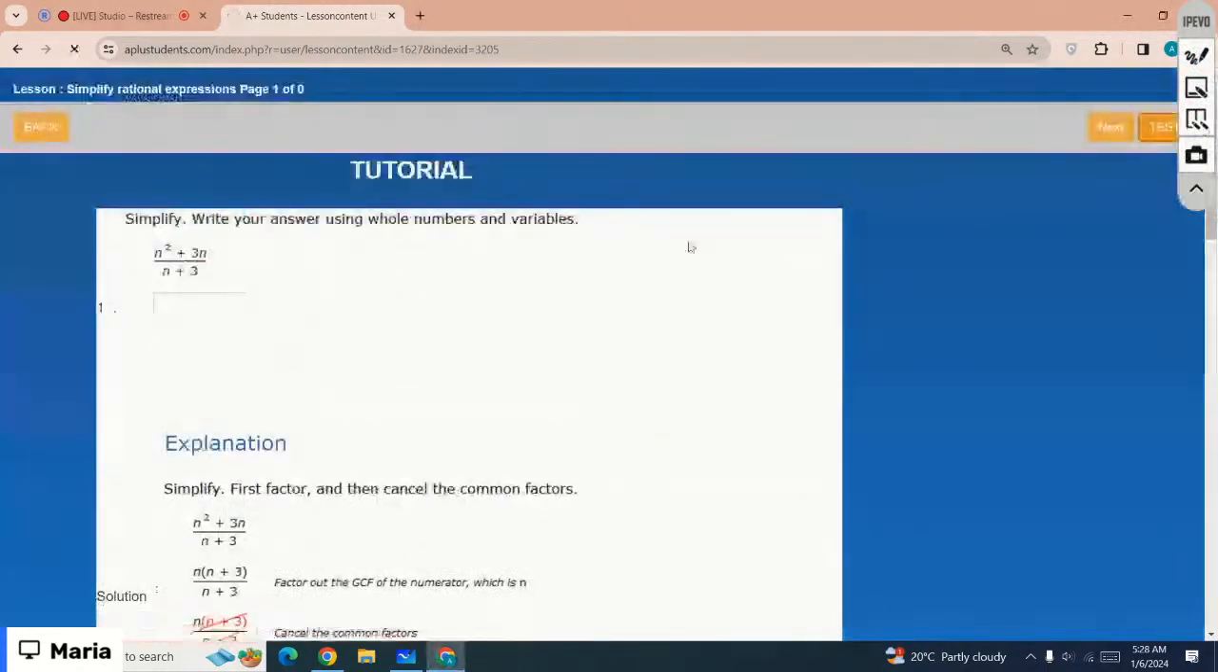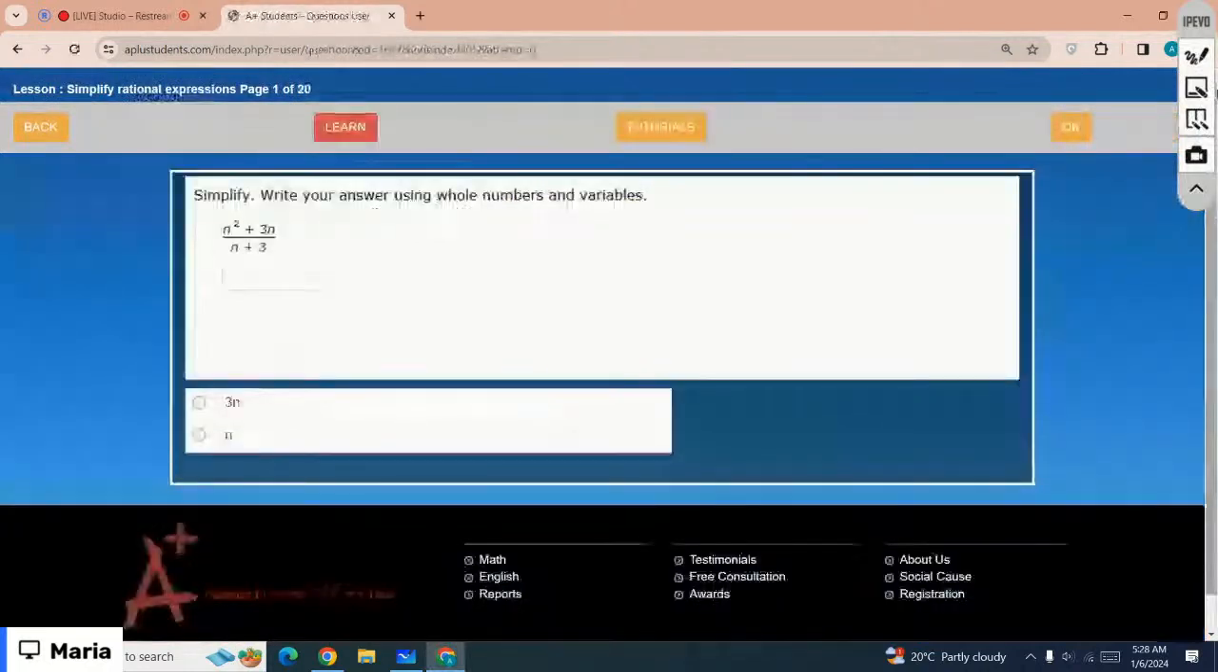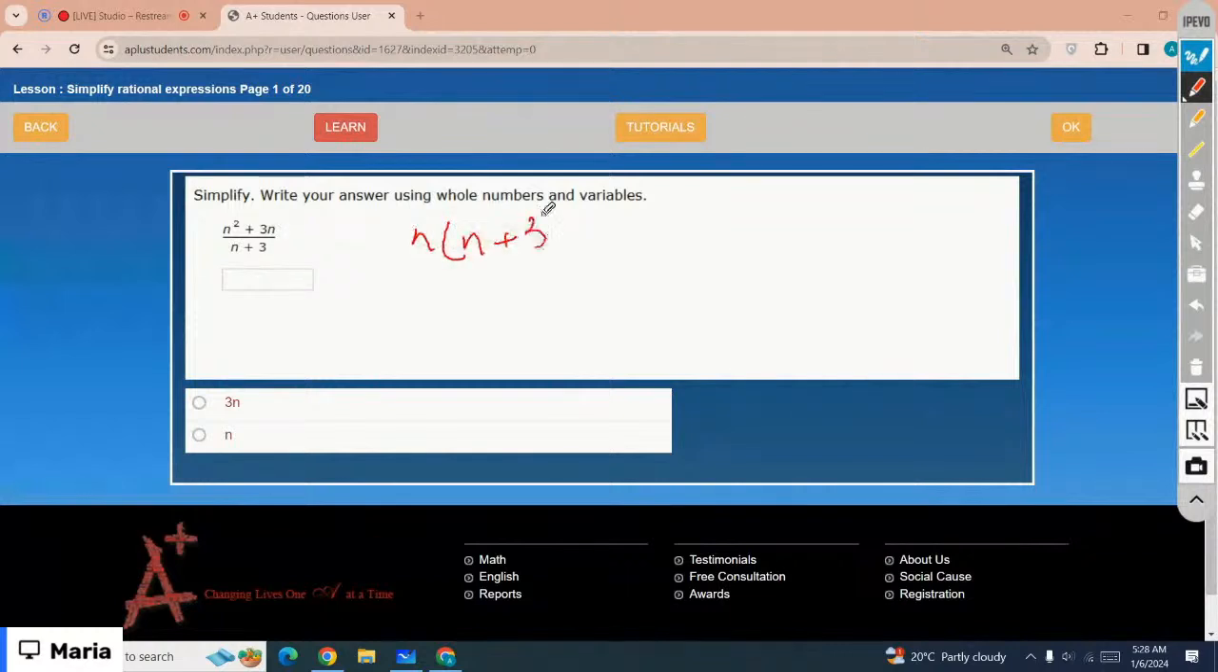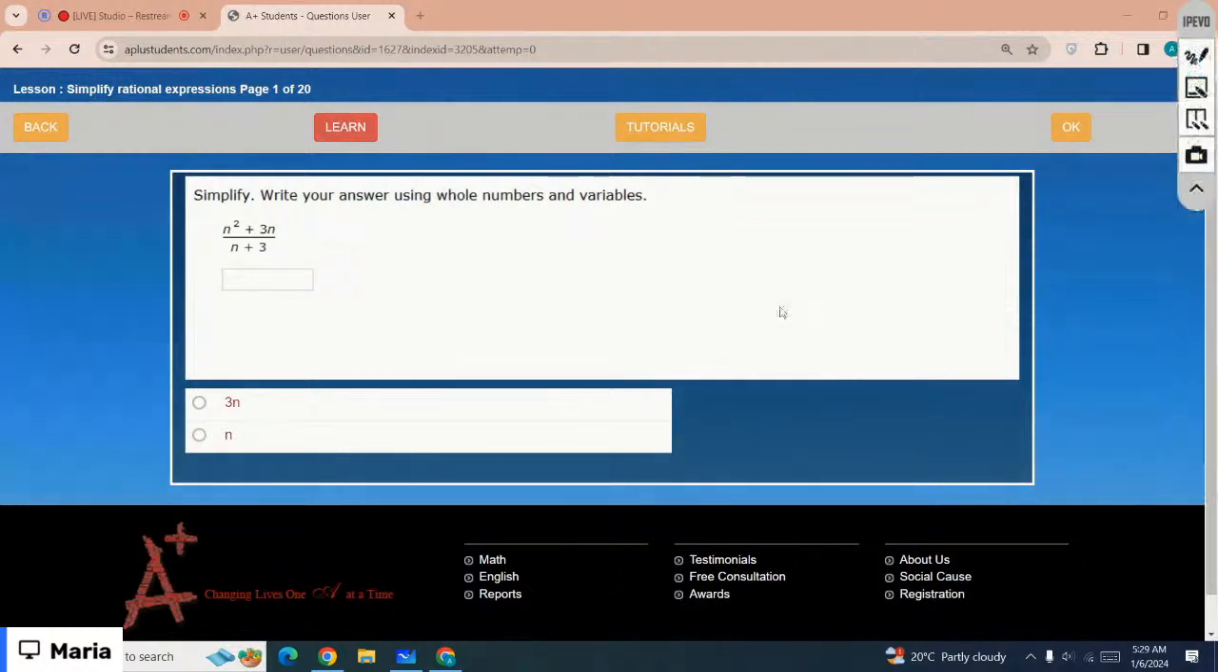Let's just start with the test questions. Okay, simplify. Write your answer using whole numbers and variables. So you can take n common for the numerator, and you are left with n plus 3, right? And you have n plus 3 in the denominator also. So they both cancel out each other, and we are left with just n, and that's the same as we did in the tutorial, right? So the correct option is n. Option number 2 is the correct option.